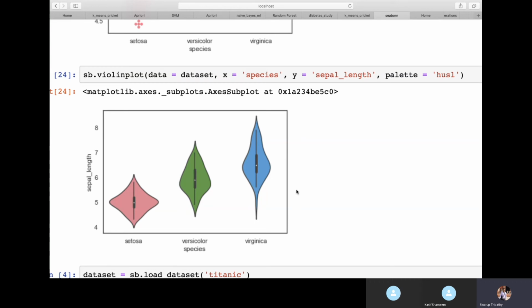So this is nothing but a manipulation of the box plot. The Seaborn guys have manipulated the existing plots and created some extra plots where we can get more information regarding the data. So you can try this violin plot.